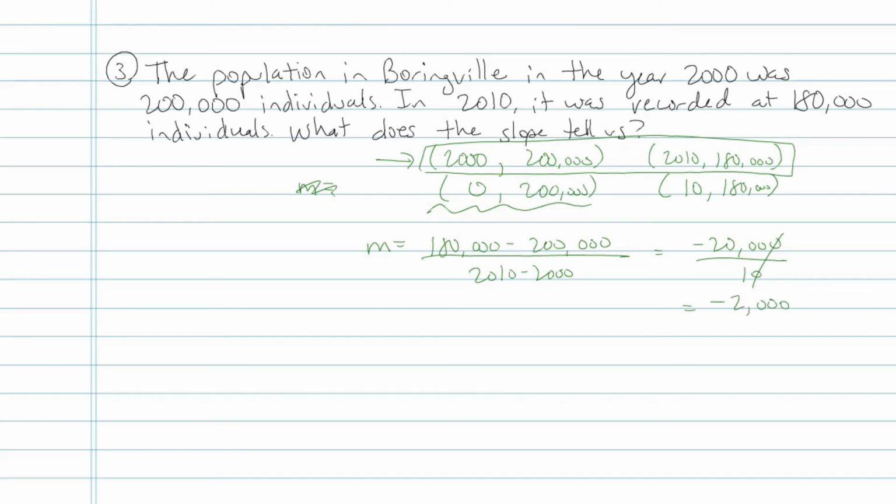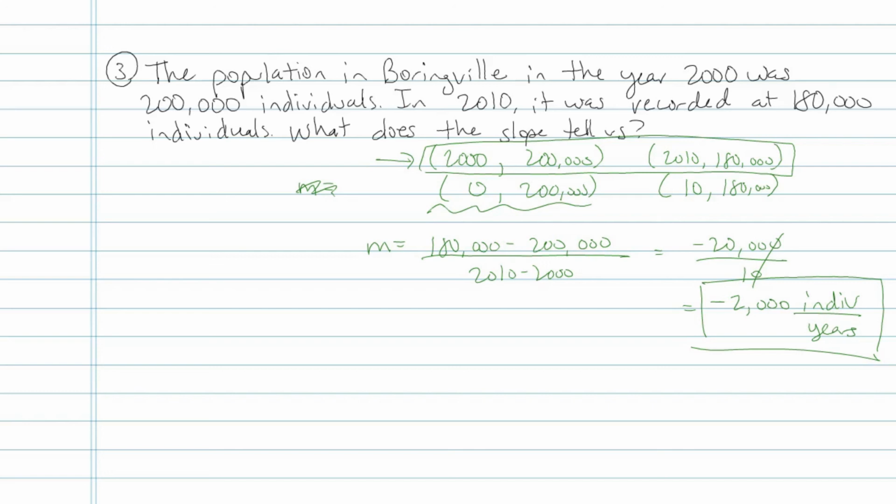But remind yourself what those units are. My y units on top of x units. Y units was number of people, or individuals, and my x units was years. So what's going on is my slope, or my change in population, remember slope represents change, is -2,000 individuals per year. That tells me that in Boringville, people are leaving the town, or the population is declining at a rate of 2,000 individuals per year. The negative tells me it's declining.